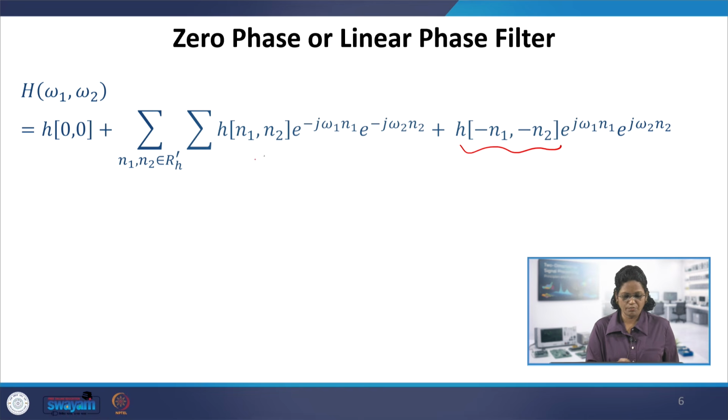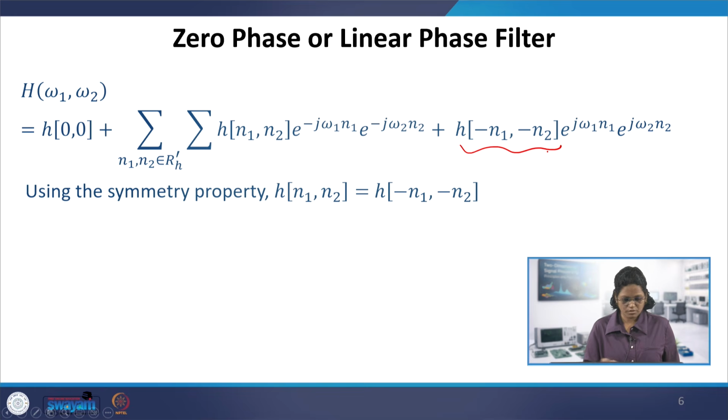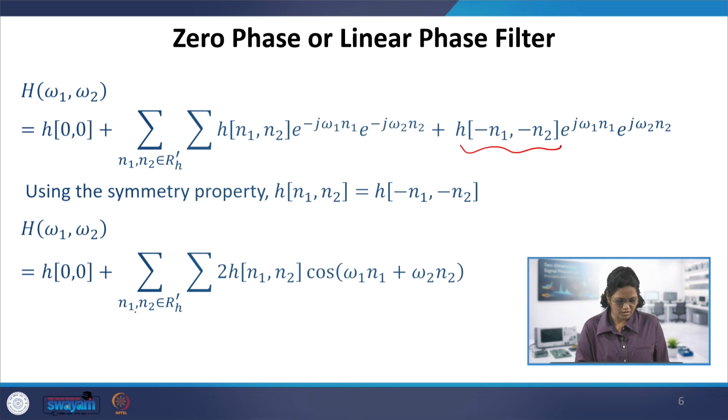One is (0,0) and the positive part of it, and then h of minus n1 and minus n2. So using the symmetricity property, h of n1 comma n2 is equal to h of minus n1 comma minus n2. So if we can combine this in one region of support, that is n1, n2 in RH dash only, then it is going to be the summation of 2 h of n1 comma n2.